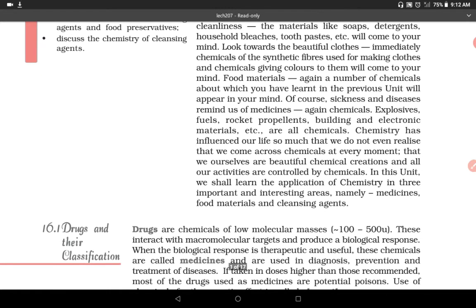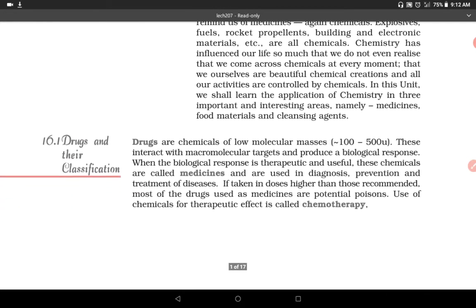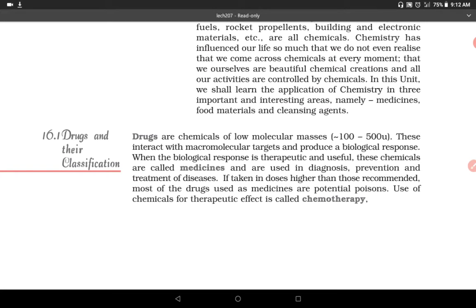All are chemicals. Chemistry has influenced our life so much that we do not even realize we come across chemicals at every moment. We ourselves are beautiful chemical creations, and all our activities are controlled by chemicals. Humans are made of chemicals, and chemical reactions are performed inside the human body. We study chemistry in three important and interesting areas, namely medicine, food materials, and cleansing agents.